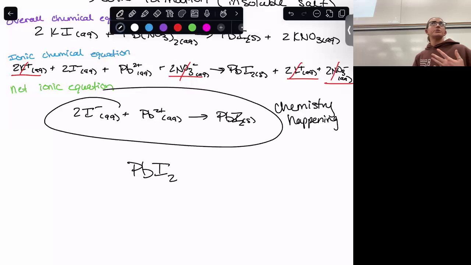It also helps to not be balanced because then you don't have to worry about accidentally putting a subscript of a 2 instead of a coefficient of a 2. Either one, whatever you prefer. You could always balance your net ionic equation and go back and balance your overall equation too as a check. Okay, questions here? Okay, let's practice one.